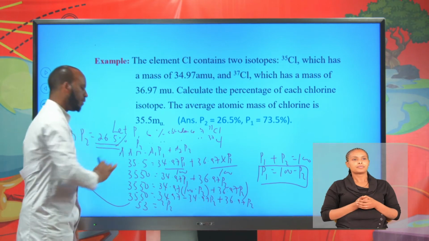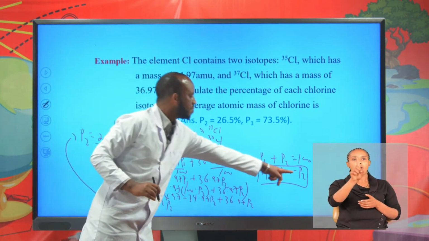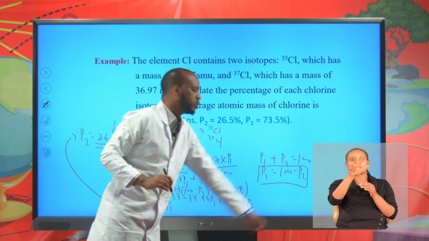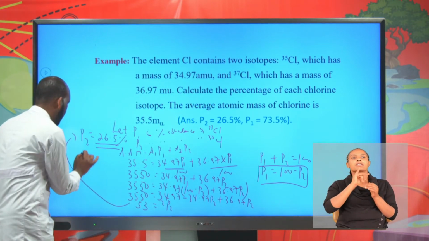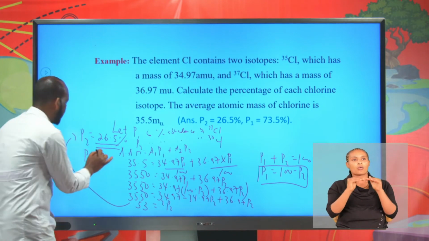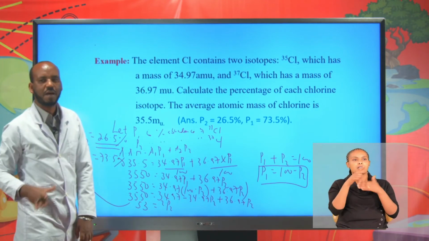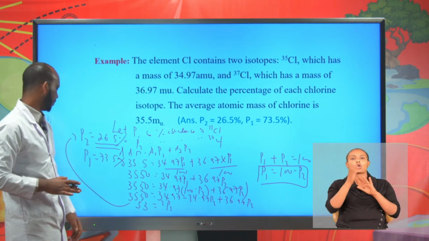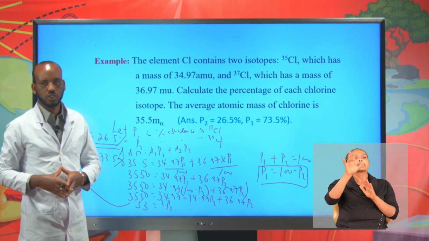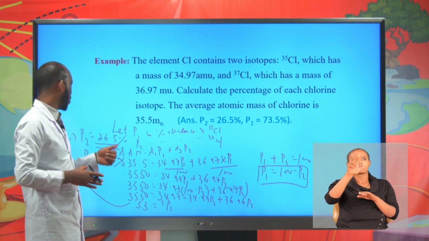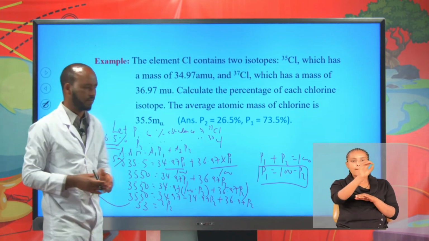P1 is 100 minus P2. P2 is 26.5. 100 minus 26.5 is P1 equal 73.5%. Therefore, percent abundance for chlorine 35 is 73.5%, and percent abundance for chlorine 37 is 26.5%.